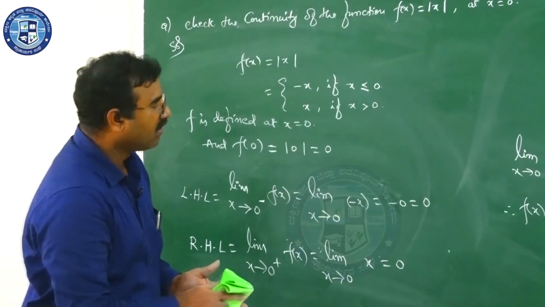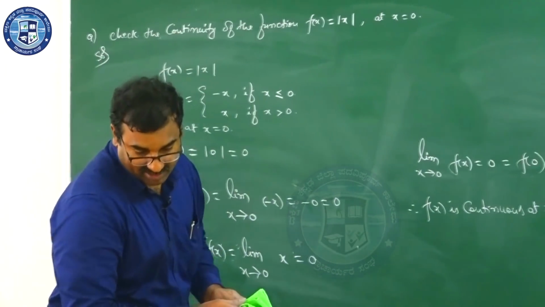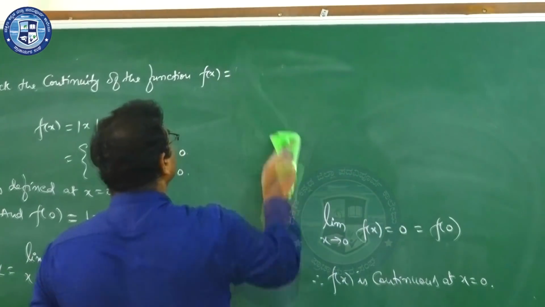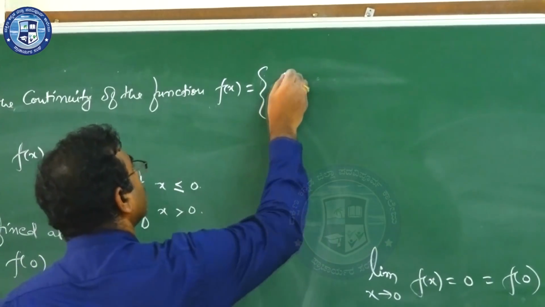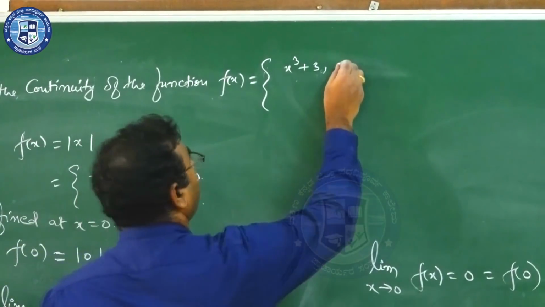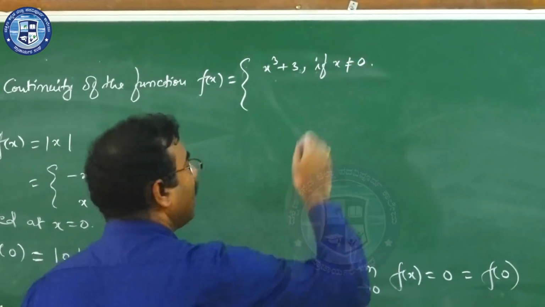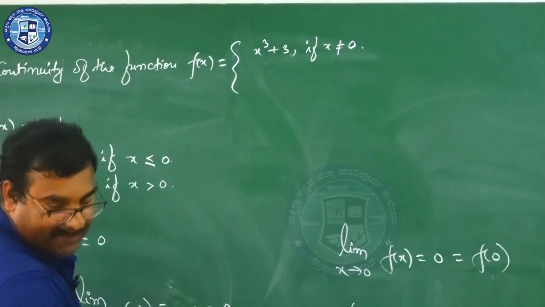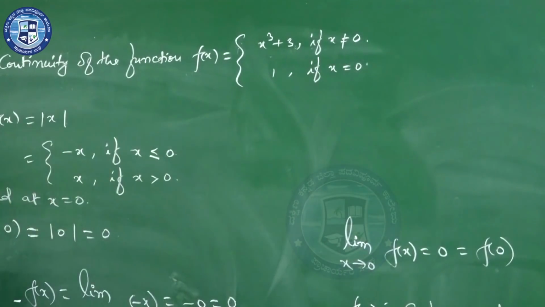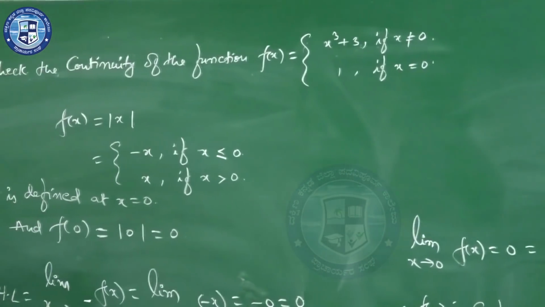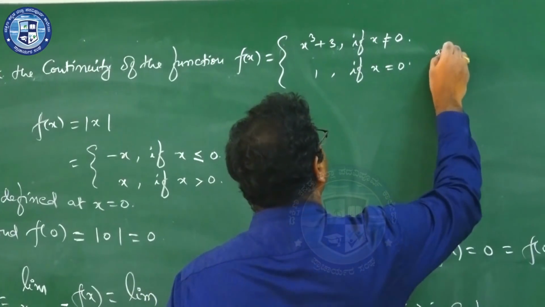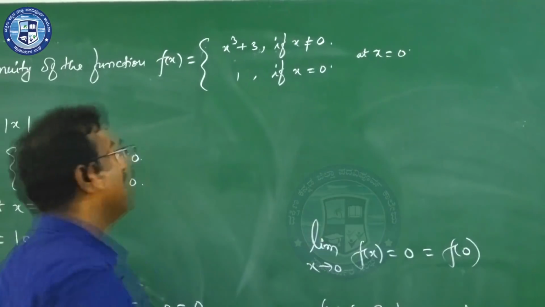Okay. We will work out still more problems, so that we will understand more about this continuity. Right, next we check the continuity of the function f(x) equal to x cube plus 3 when x not equal to 0, and 1 if x equal to 0, at x equal to 0.